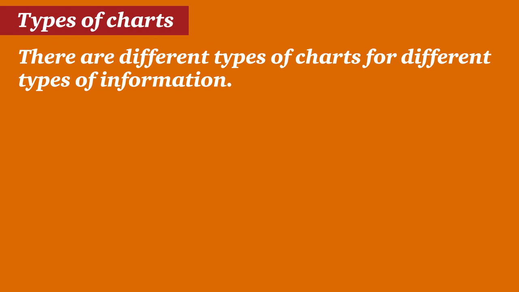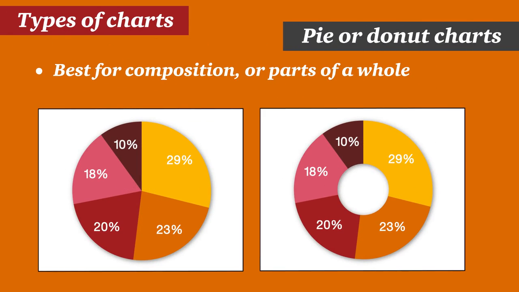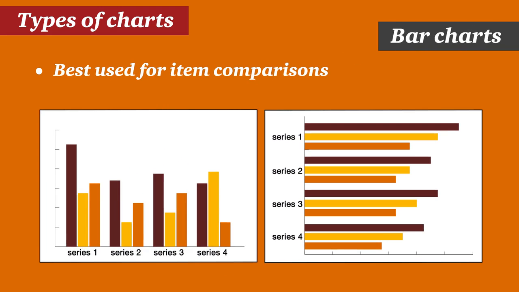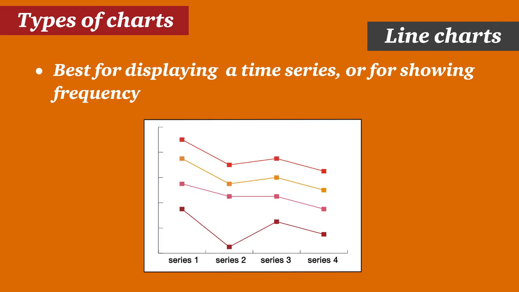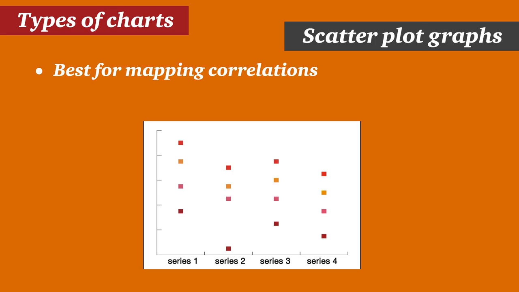When choosing your visuals, understand there are different types of charts, each of which conveys different types of information. Pie charts, or donut charts, are a good mechanism for showing composition, or parts of a whole. Bar charts are best used for item comparisons. Line charts are best for displaying a time series, or for showing frequency. Scatter plot graphs are best for mapping correlations.